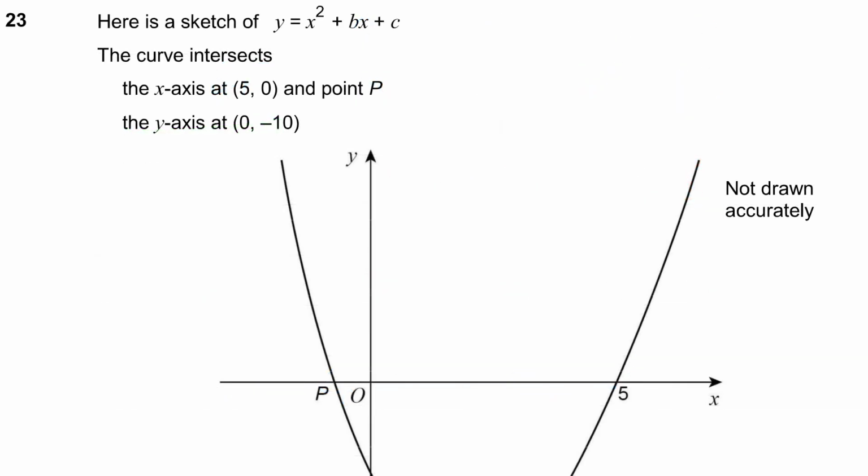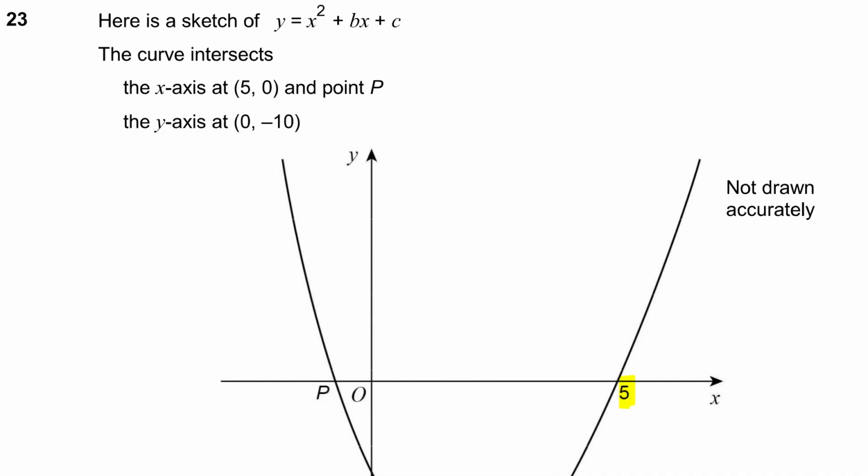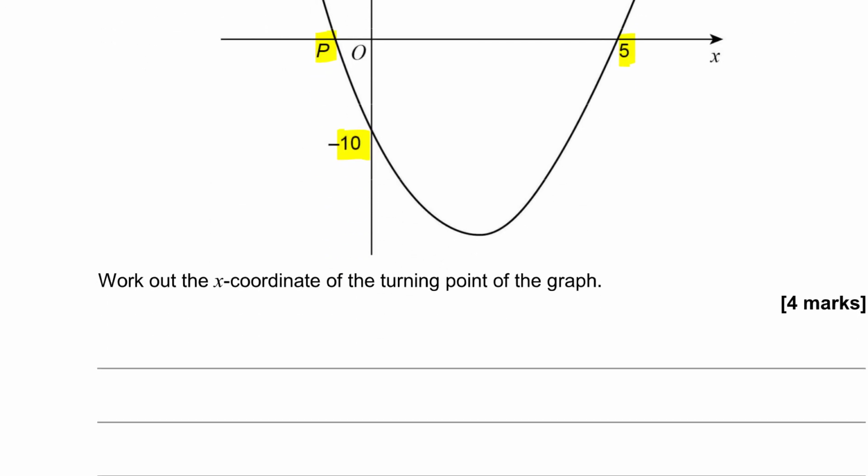Question 23. Here is a sketch of y equals x squared plus bx plus c. So it's a quadratic function, isn't it? The curve intersects the x-axis at 5, 0. Now that has already been marked there. And point P, which is over here, look, and the y-axis at 0, minus 10. So there are the 3 points of intersection. Okay. Work out the x-coordinate of the turning point of the graph.